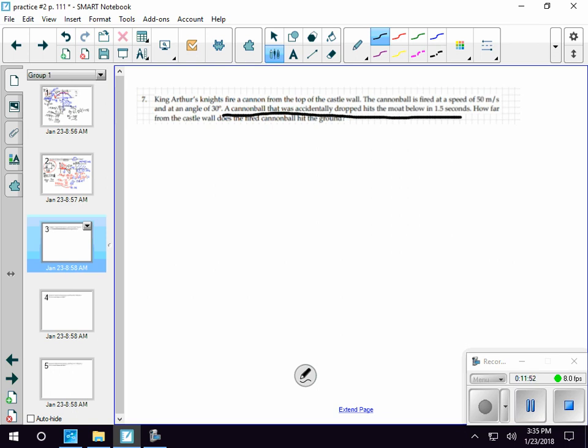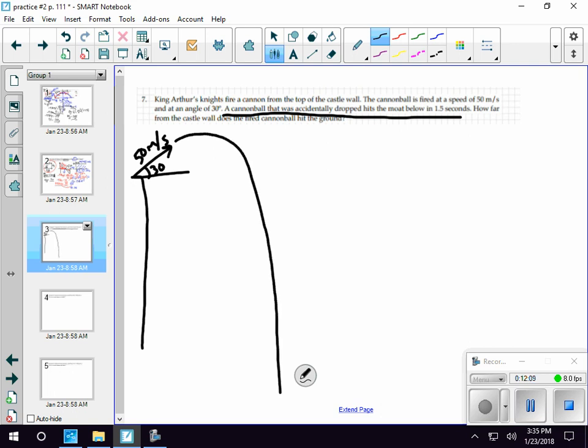So I'm just going to draw myself a quick picture. So here's this castle. And there is 50 meters per second, angle of 30 degrees. This cannonball, if you think about it, is going to go like that. I don't want to take up the whole slide, so I'm sure it'll be more than that because it's a pretty fast one. But then they said that there's an accidental cannonball. So let's say it's right here. And this one just falls to the ground, and that takes 1.5 seconds.